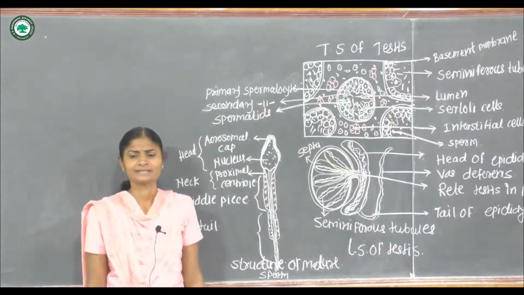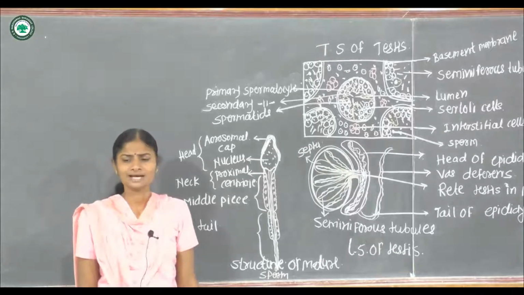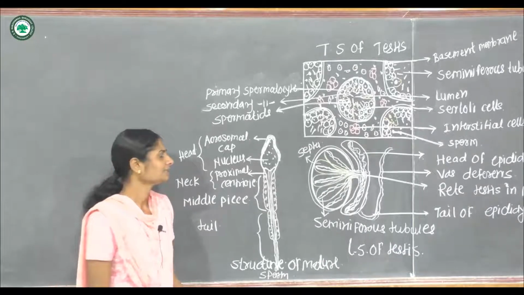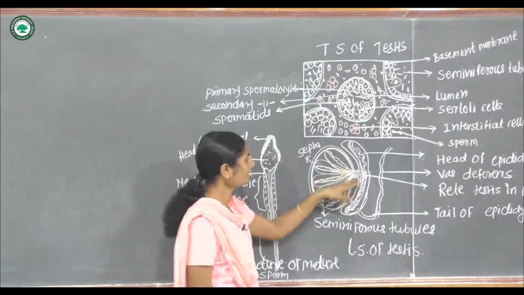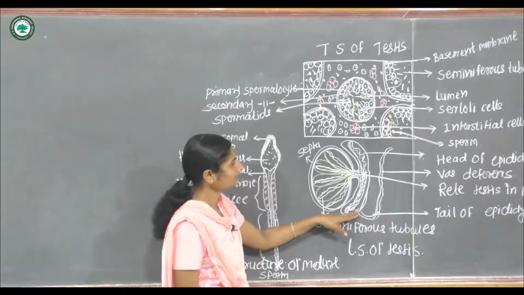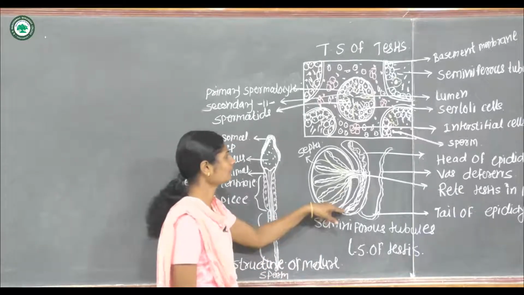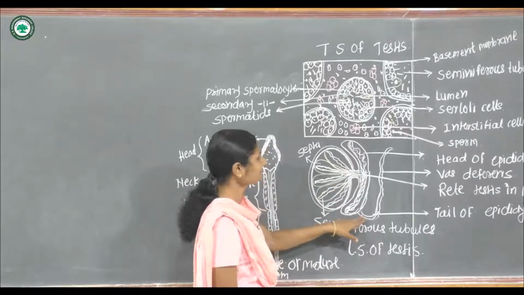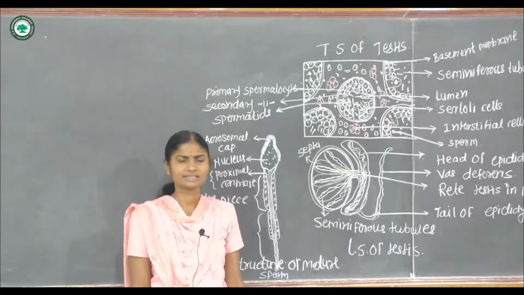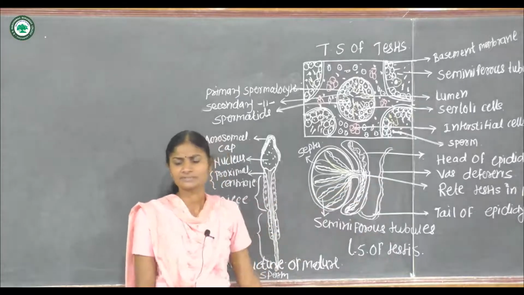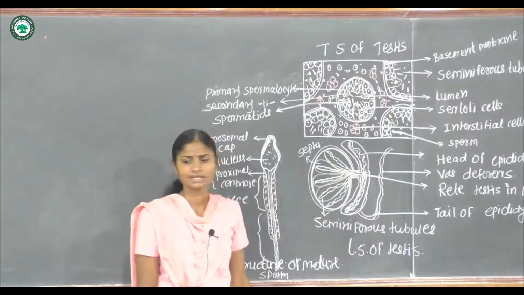Behind the testis and outside of its tunica albuginea, an elongated body is formed. It is called epididymis, and this epididymis is mainly divided into three parts: head, body, and tail. The tail portion of the epididymis is connected to the vas deferens.